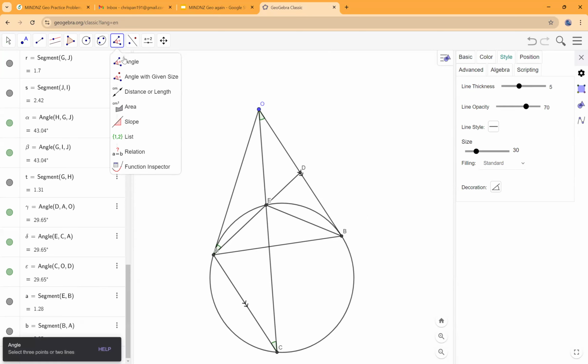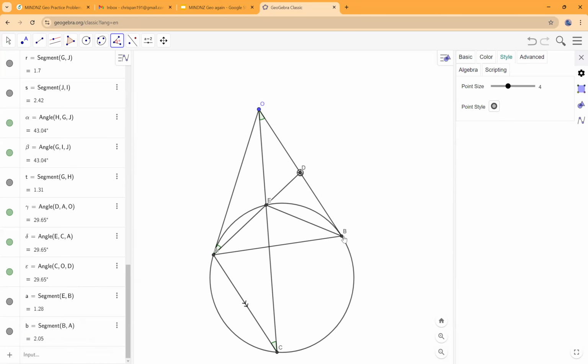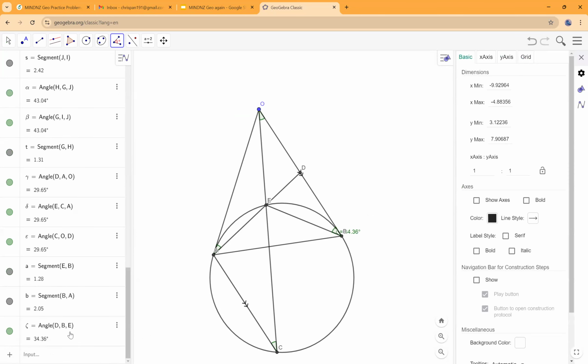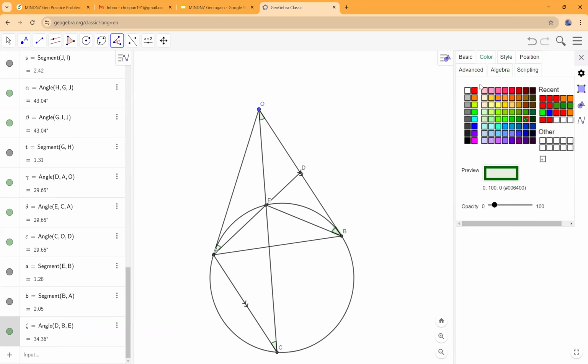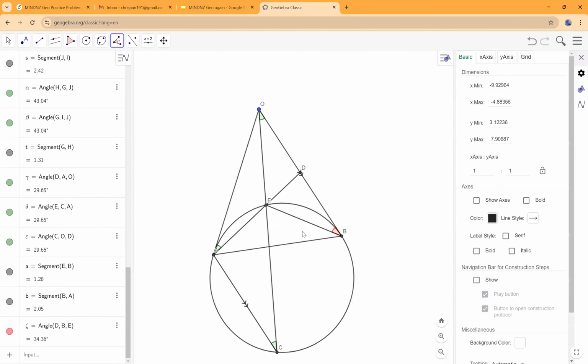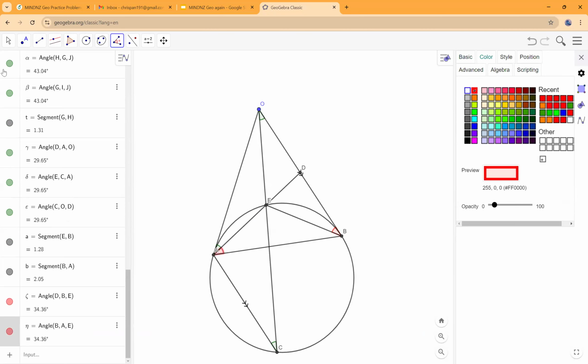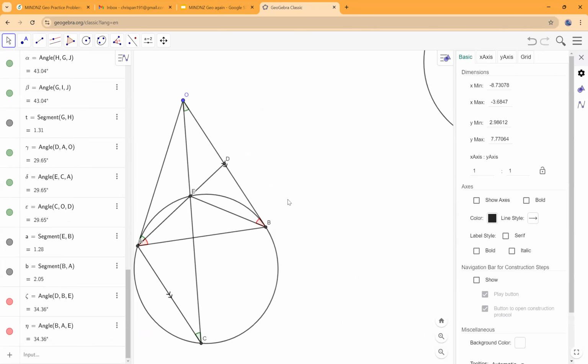What we're going to find is that these angles, so we have DBE, is pressed up against the segment EB. That's the way I think about it. Therefore, it's going to be equal to the angle opposite EB, which is BAE here. So we have the green angles equal and the red angles equal.